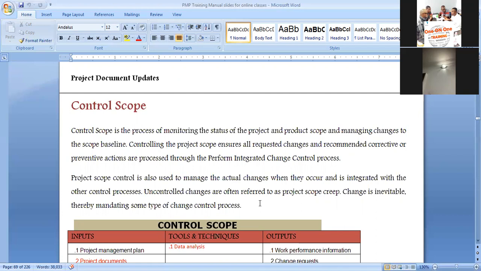Now in the control scope, you are monitoring the project, you are monitoring the product scope as they are carrying out the project. We have talked about it, but now, how do you monitor? You must be very close to what is happening there. You will pick the project work performance data, and you will analyze them against the project management plan. You will analyze them against the scope management plan.